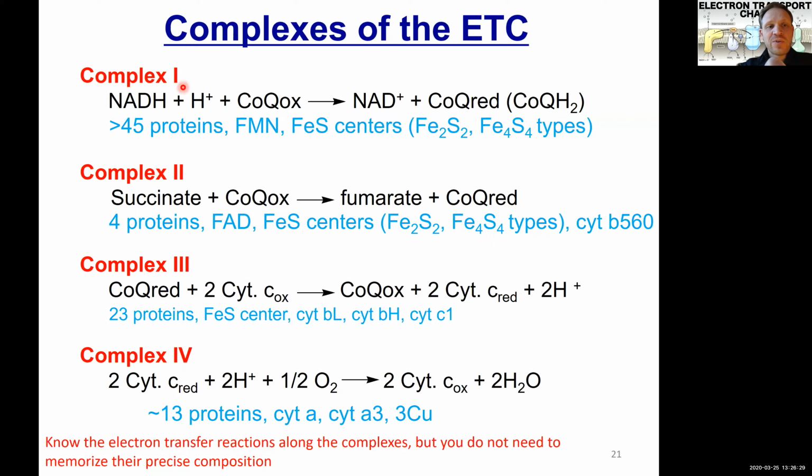And for example, complex 1 here is comprised of 45 proteins and a whole number of electron carriers here, specifically a whole number of iron sulfur clusters, right? And the same is true for many of these other complexes. So they're incredibly complicated proteins combined with these electron carriers.